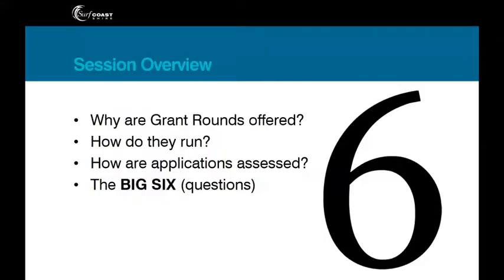Here's what we'll cover this session. If you understand the answers to the first 3 questions, you'll understand your chances of a funding application being successful. Sometimes it helps to think of what an assessment panel might want to hear from you. Most of our time will be spent on the big 6.